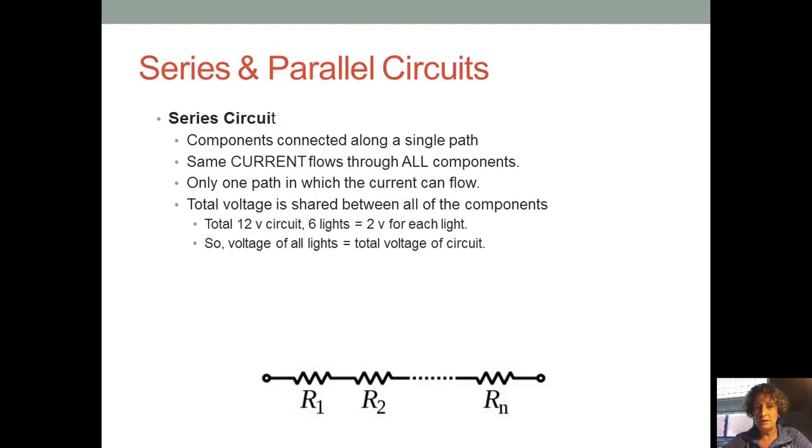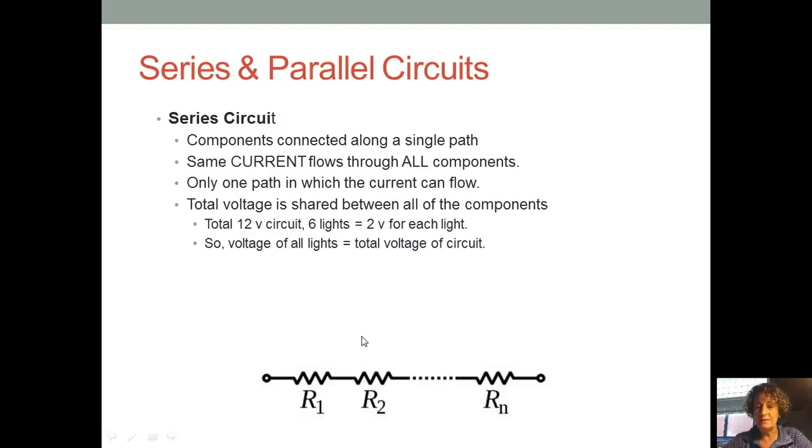The same current flows through all components. So our current will be consistent through all of the components. Again, there's only one path for that current to flow. The total voltage is shared between all of the components. So for example, if we are using a 12-volt battery and we've got 6 lights in our circuit, 2 volts will be designated for each light. So voltage of all the lights equals the total voltage of the circuit.